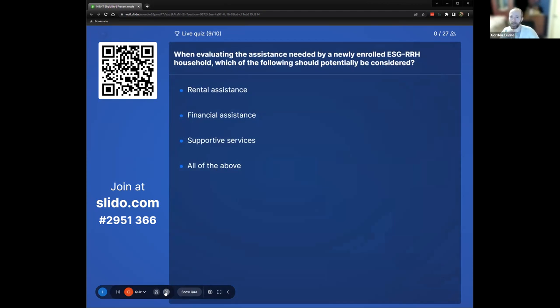All right. Question 9, when evaluating the assistance needed by a newly enrolled rapid rehousing household, which of the following should potentially be considered in terms of the service to deliver to them? Is it A, rental assistance, B, financial assistance, C, supportive services, or D, all of the above? Which of these should be considered for a newly enrolled rapid rehousing household?